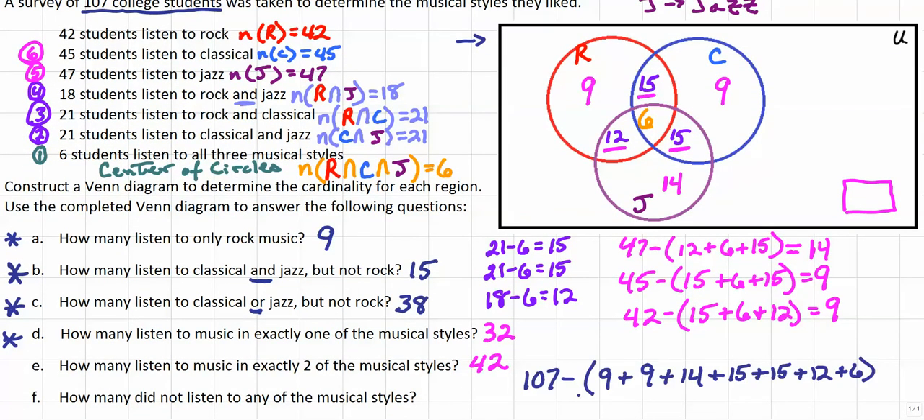So I have 107 minus the sum of 9, 9, 14, 15, 15, 12, and 6. When I calculate this, I will get a value of 27. The 27 would go here, and that is going to represent the number of students who do not listen to any of those 3 musical styles, and that would be 27. And now we have completed our Venn diagram.